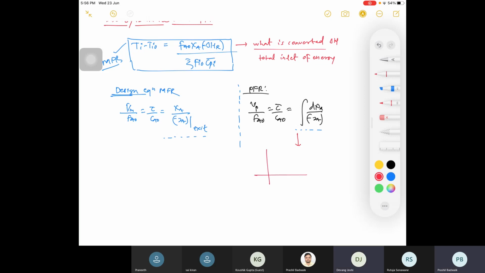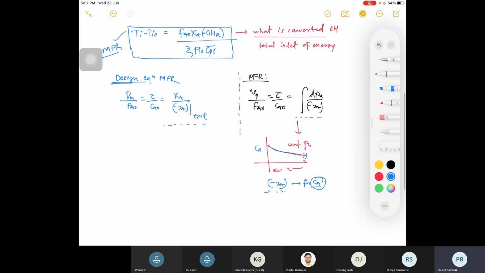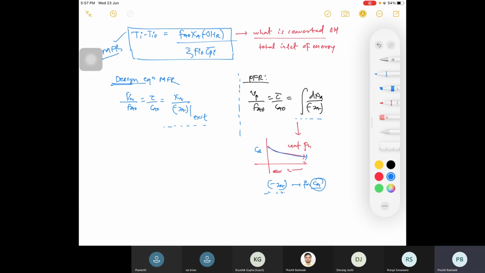So the profile is like this. The concentration is changing over the length of the reactor. So here I am saying it is a continuous function, right? And the main reason is that your minus R_A is a function of concentration at every point, and here the concentration is dropping. So you will follow the curve and you need to find the area under the curve. Then in case of your MFR, you have the initial concentration C_A naught.